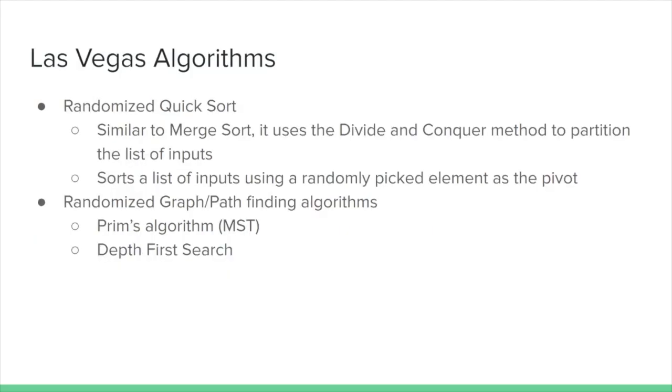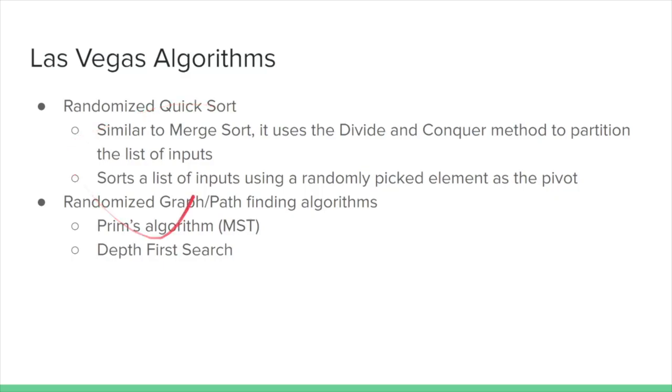So, more about Las Vegas algorithms. Some algorithms that are considered Las Vegas algorithms are randomized quicksort and randomized graph and pathfinding algorithms. Just like a little review: randomized quicksort, or just quicksort in general, is similar to merge sort, where it uses the divide and conquer method to partition the list of inputs. It sorts a list of inputs using a randomly picked element as the pivot.